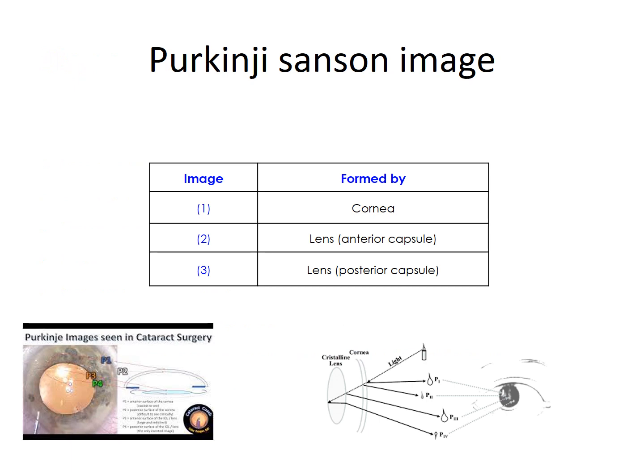Here is the Purkinje-Sanson. When we have a diffuse light in front of the eye, we have three basic Purkinje-Sanson images. One on the surface of the cornea, the other on the anterior lens capsule, and the third on the posterior lens capsule. In case of aphakia, we lose the lens, so we have only one Purkinje-Sanson image on the surface of the cornea.